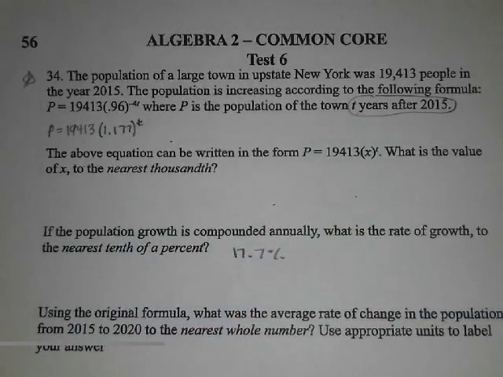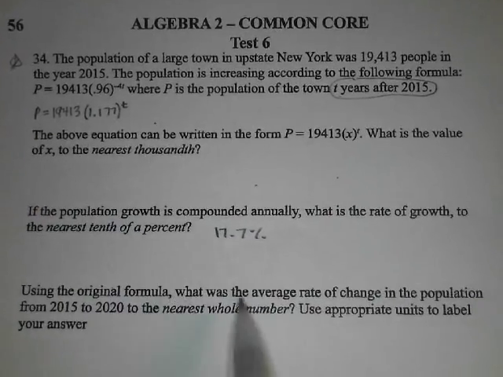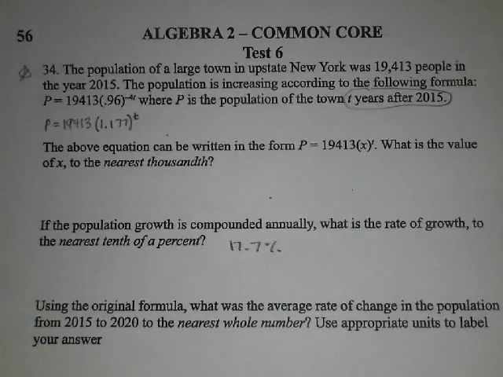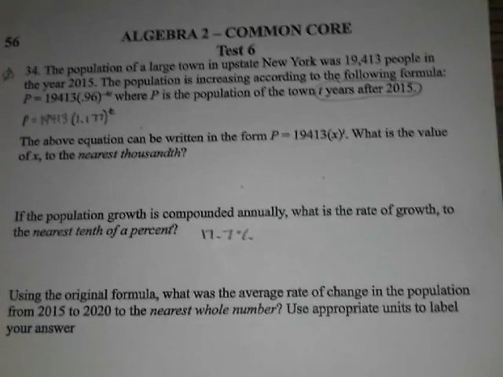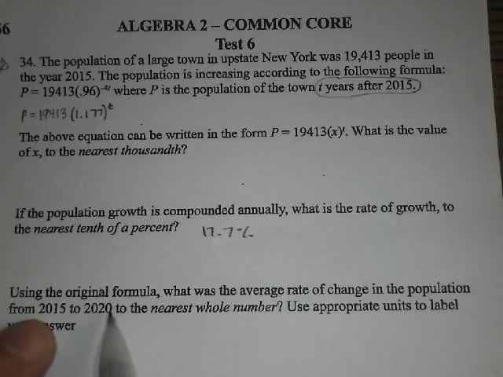per year. Okay, so it's really piggybacking off of that first one. And then using the original formula, they want the average rate of change. Now, average rate of change is something that is going to come up on your final. What's another word for the average rate of change? Slope. Okay, so we want to find the slope from 2015 to 2020 to the nearest whole number. Before we can find the slope, we need points, right?